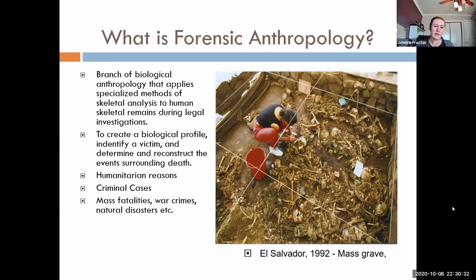If you're trying to understand, for example, if there was a major natural disaster in a certain region and we wanted to determine exactly how many humans were affected by it, humanitarian reasons could be a motivator for being a forensic scientist. Criminal cases, obviously: if there's a body found, we have to first determine who that individual might have been, how old they were, if they were male or female, what their ancestry might have been, and their cause of death. Also mass fatalities, war crimes, natural disasters. These are all areas that forensic scientists really specialize in.